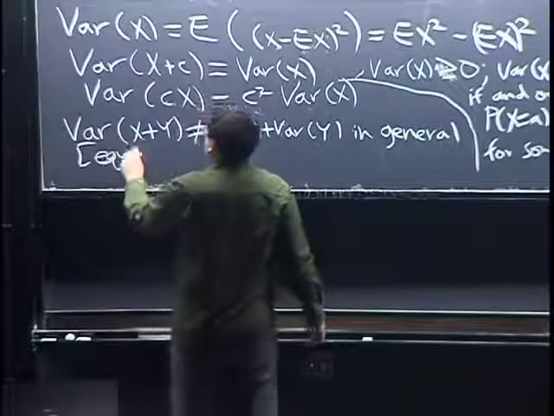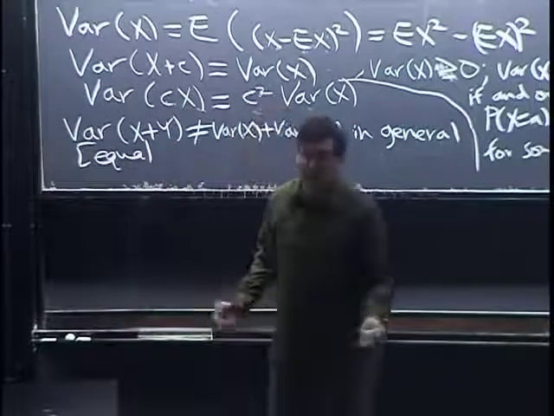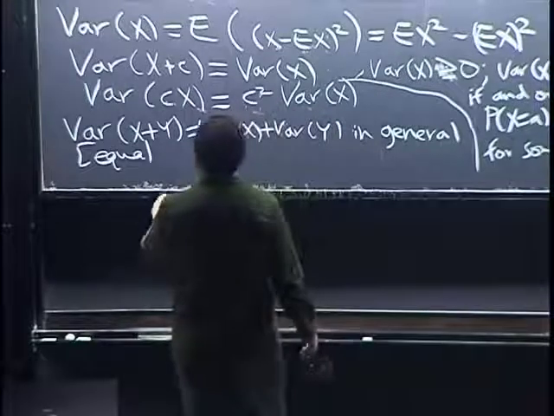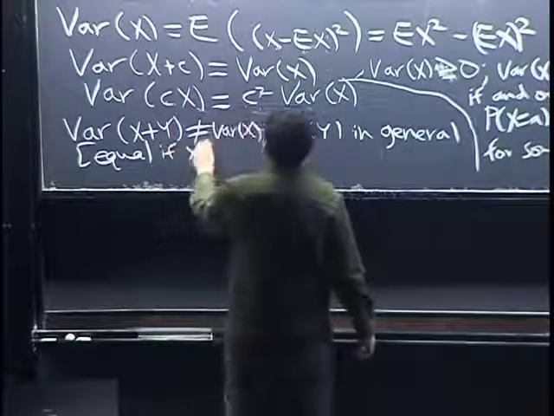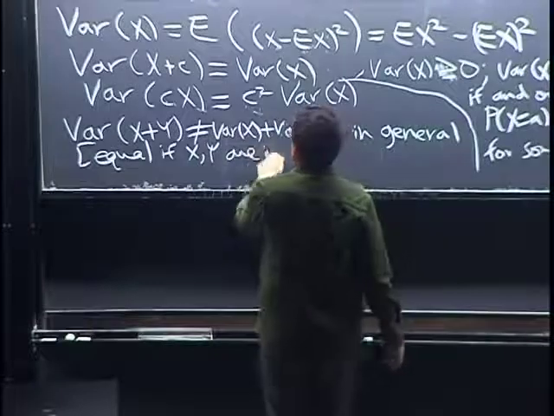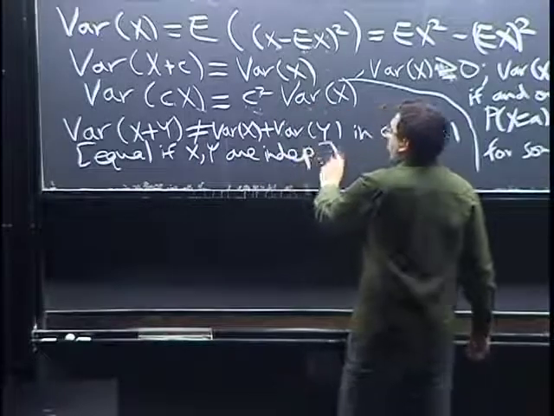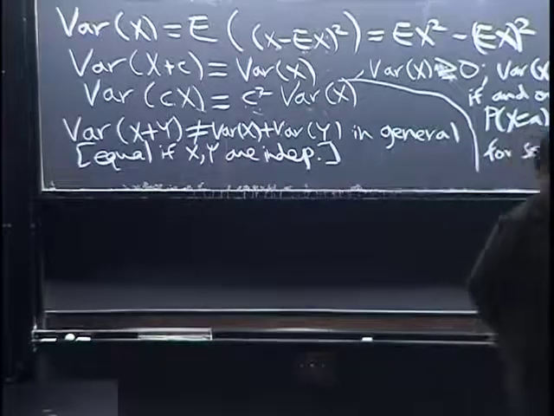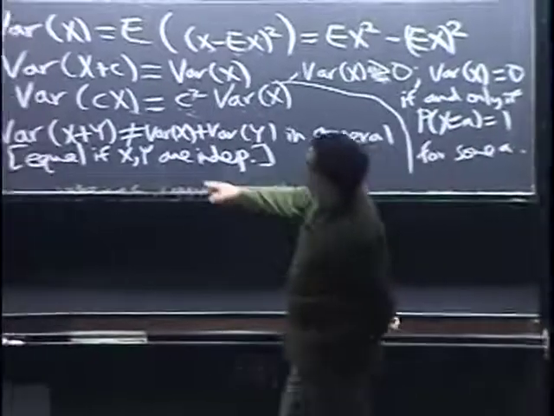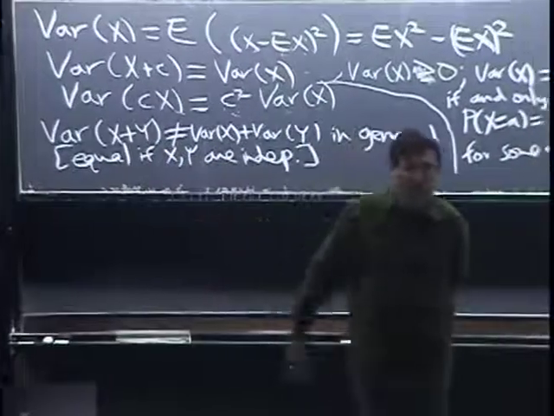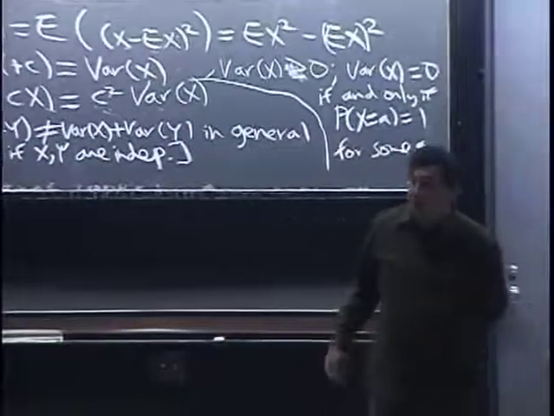We're not going to show this until later. We'll show this sometime after the midterm. It is equal if x and y are independent. But remember, linearity holds regardless of whether the random variables are independent or not. So if they're independent, it will be equal. We'll show that later. But in general, they're not equal.